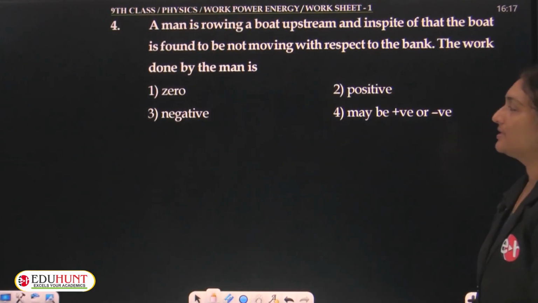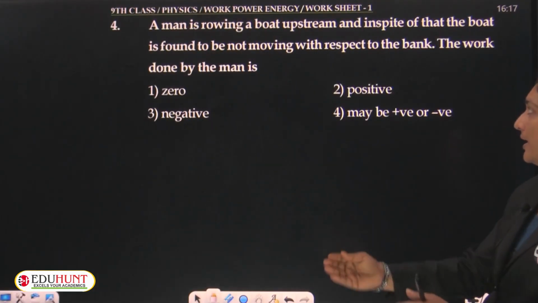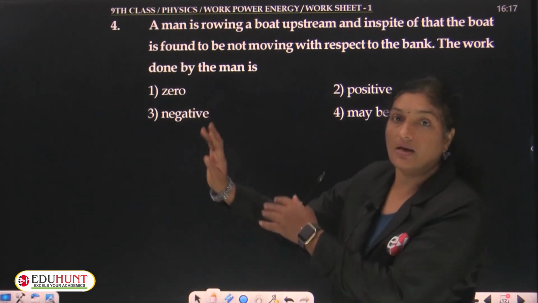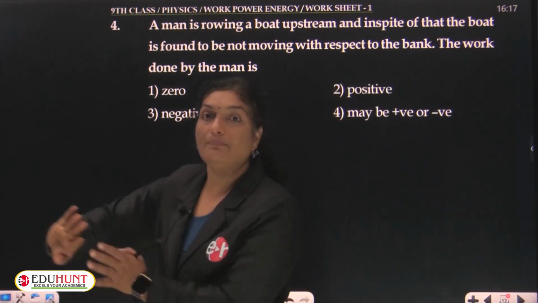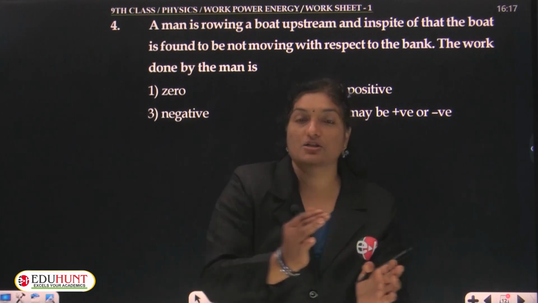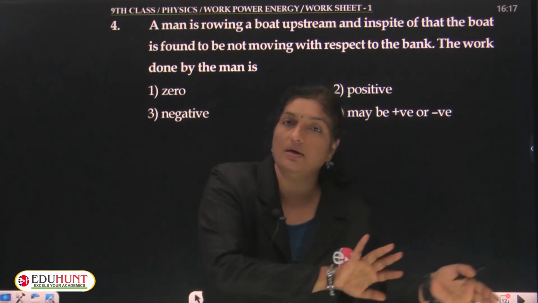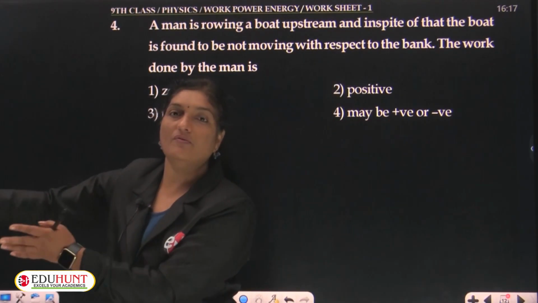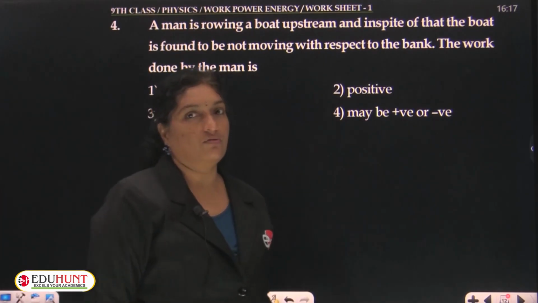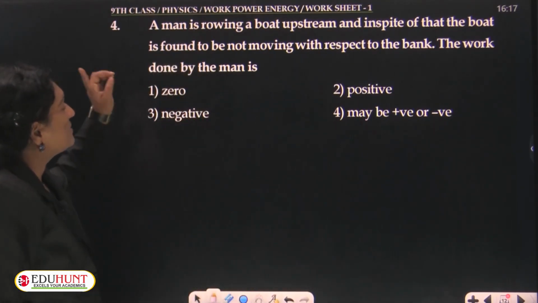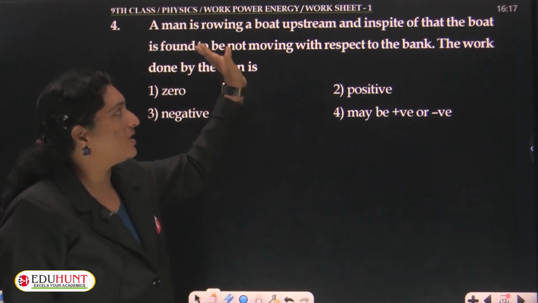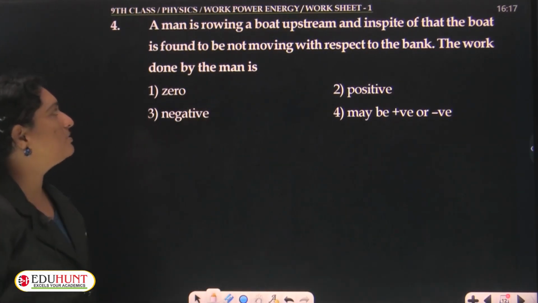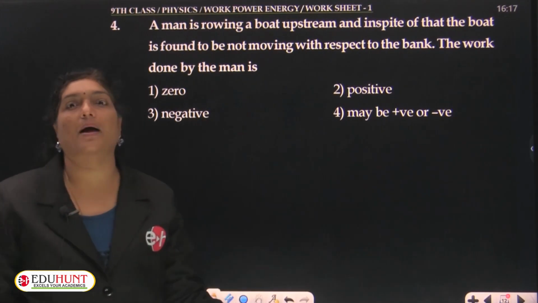So, moving ahead with the next one, fourth question. A man is rowing a boat upstream. That means the direction of the force due to the river is downstream, whereas the man is moving opposite to the direction of the force exerted by the river on him. In spite of that, the boat is found to be not moving with respect to the bank.